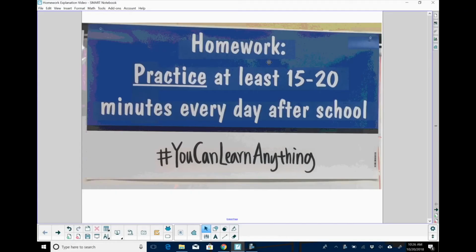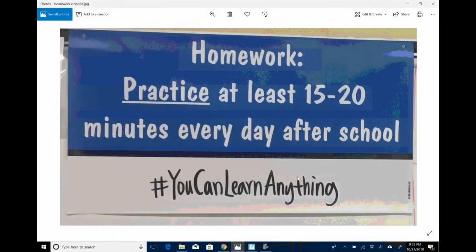So first of all, there's a large sign in my classroom that says this: homework. Practice at least 15 to 20 minutes every day after school. And of course I have my You Can Learn Anything. Some students may go home and say, I don't have any homework. Well, you do. And I'm going to show you exactly how to figure out what homework is right for you, because my whole purpose of this is to give everyone homework that is meaningful.